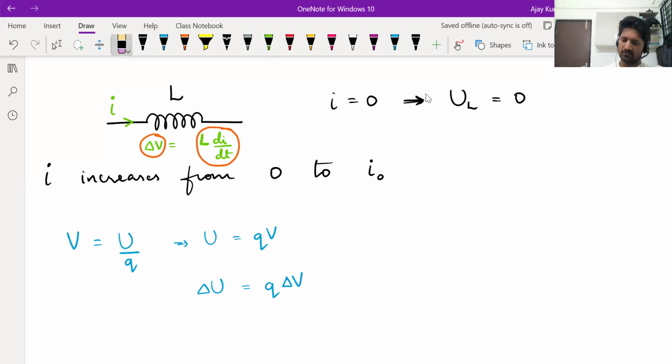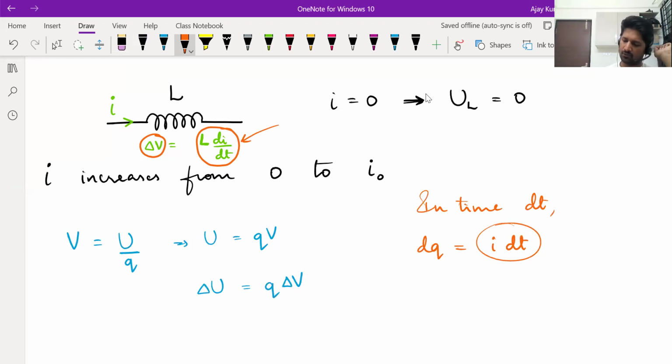Okay. Now, when current passes through an inductor, charge has to flow through this much potential difference, L di by dt. Now, if you consider a time dt, the charge that flows through the inductor is I dt, because current by definition is dq by dt. So dq becomes I dt. That much charge flows through a potential difference of L di by dt.